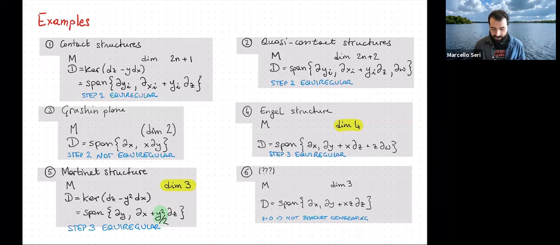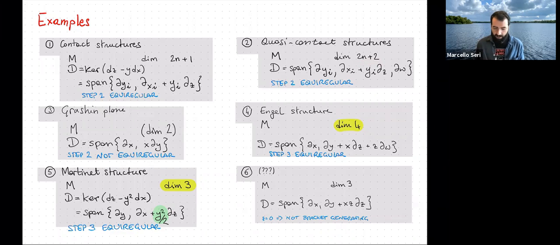The contact structure is what we have already seen. They are step 2 equiregular. There is something called quasi-contact structure. Again, nice step 2 equiregular, just that they have even instead of odd dimension. And I'm not talking about the topology or other problems that are behind this, just to show that there are some notable examples. There is something called the Grushin plane. This is also spatial, but let's focus on the Grushin plane.